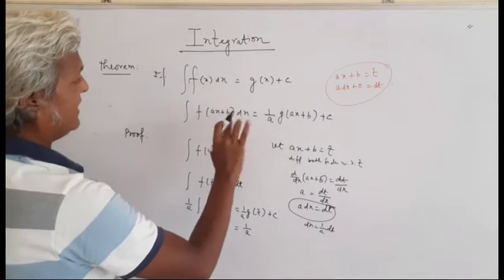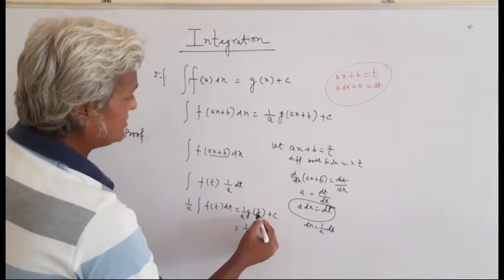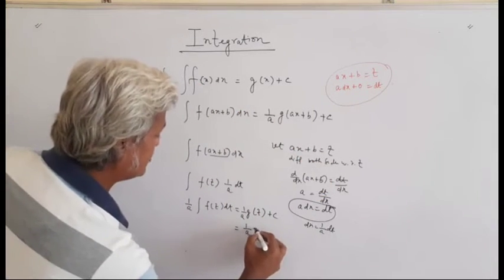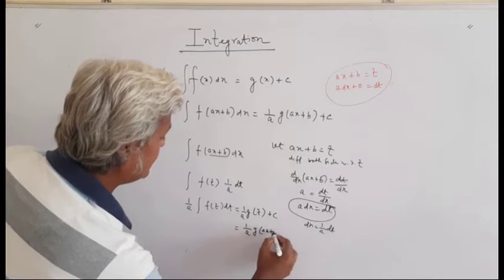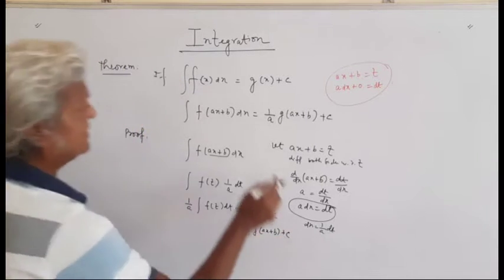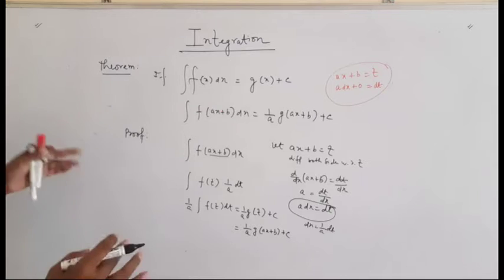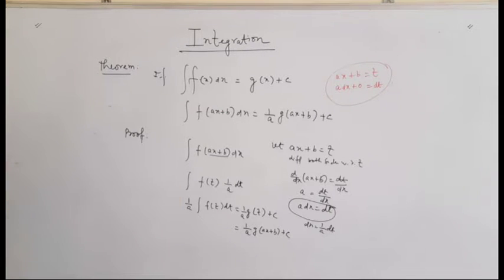Now bring the whole variable substitution back. So in place of t you write ax plus b. So this is g of ax plus b, plus c. Now we have proved this. Now I need to clear the screen, and then I'll take some of the formulas and try to solve them directly.